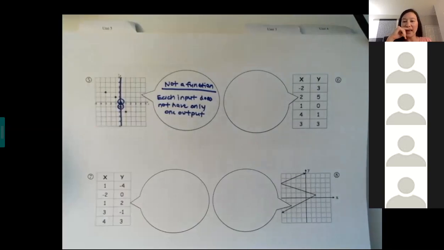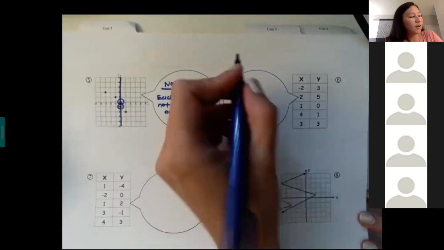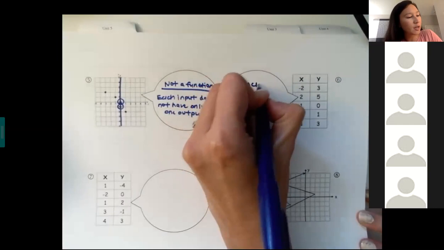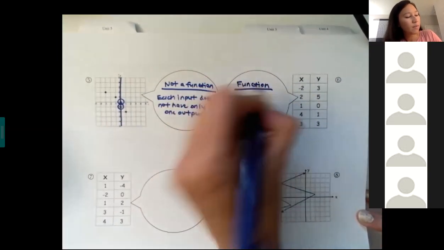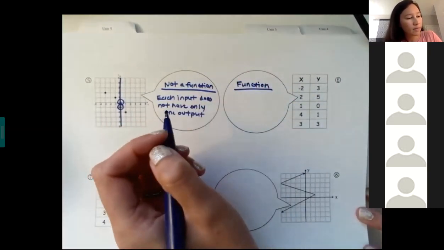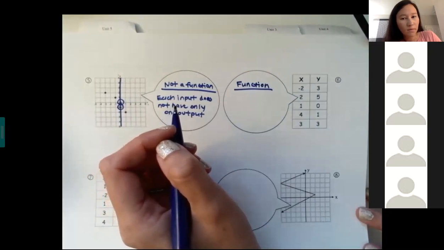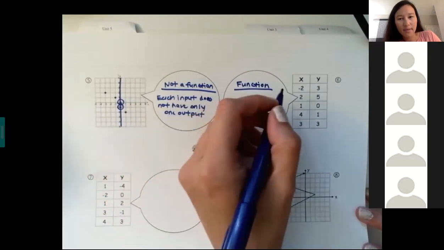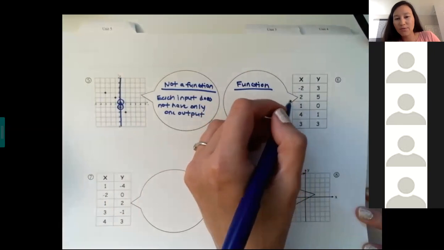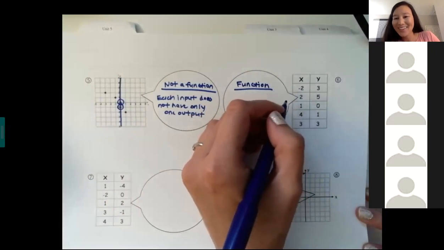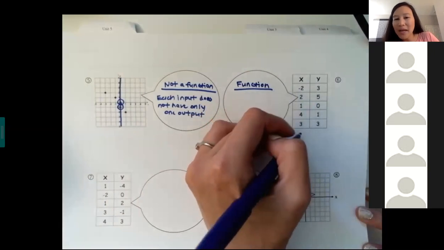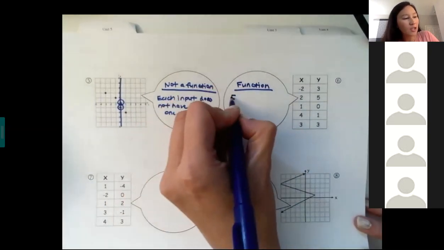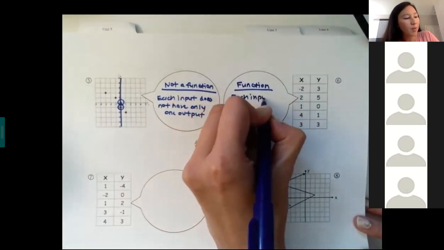Very good. Okay, Dakota, what do you think about number 6? It is a function. Very good. Why is it a function, Dakota? Because the x value doesn't have the same number over and over again. They have different numbers, 10 points. Excellent. Right. There's no repeating x's, which tells us then that each input has only one output.